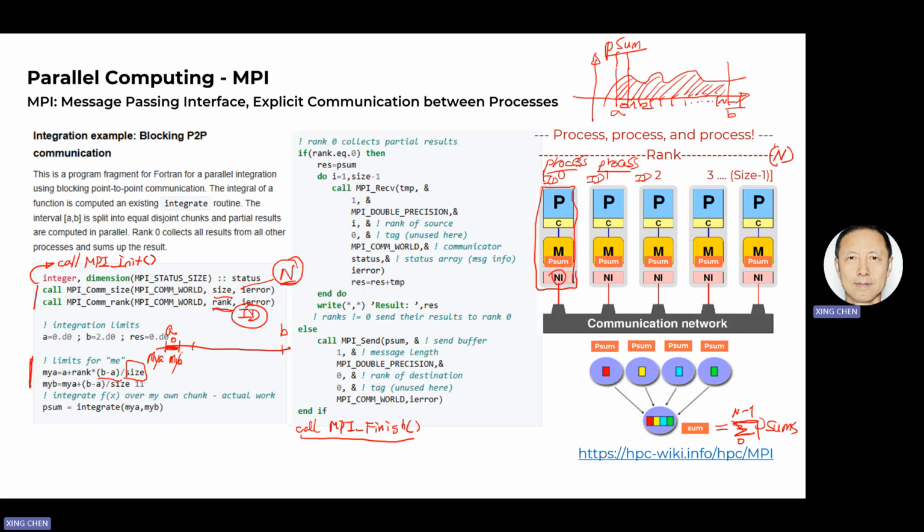We are going to find out for process 1. Here, this is process 1. My A for process 1 will be A plus B minus A, divided by N. Sorry, I need to do it nicely.